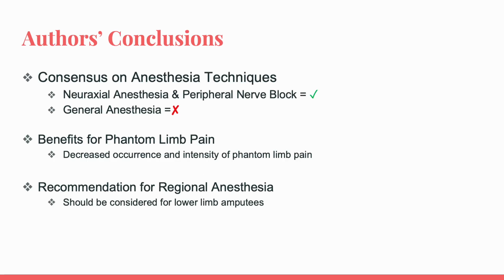Authors' conclusions. Studies collectively favor neuraxial anesthesia and peripheral nerve block over general anesthesia for managing immediate post-op pain. Neuraxial anesthesia and peripheral nerve block potentially reduce occurrence and intensity of phantom limb pain, especially in the first week post-amputation. Therefore, healthcare providers should consider regional anesthesia for lower limb amputees in the absence of contraindications.